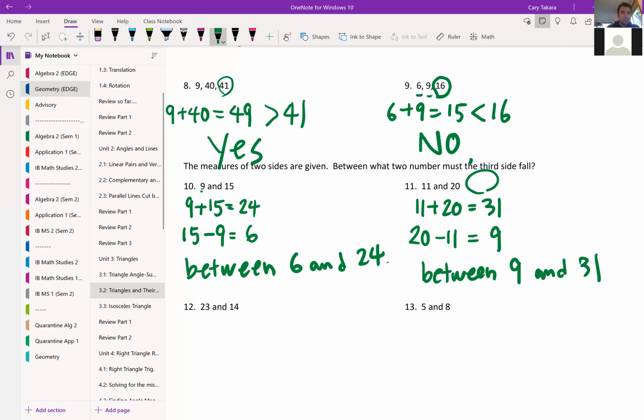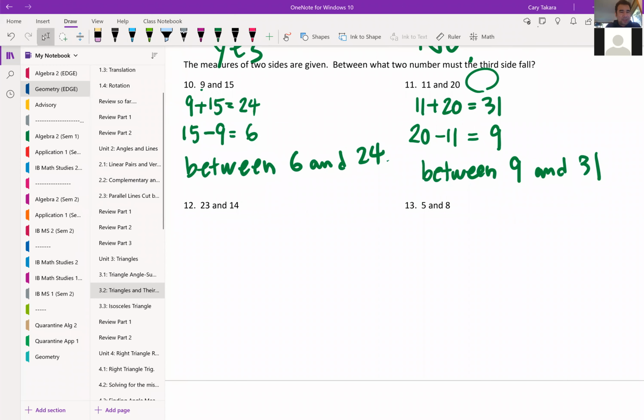Now number 12, you do that this time. Number 12 and number 13. That's it for today, but let's take care of number 12 and number 13. Is everybody okay?